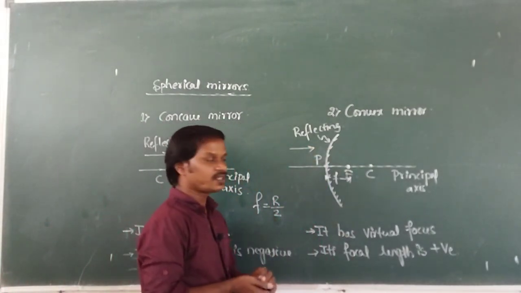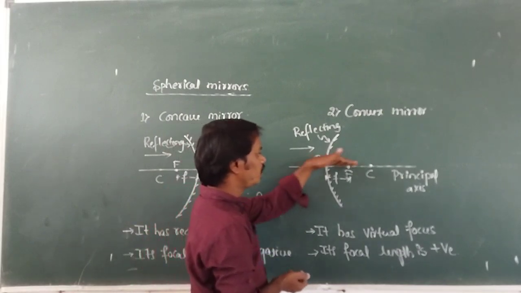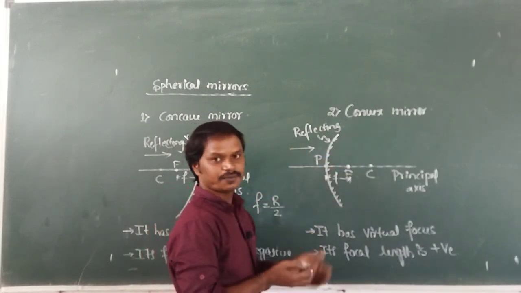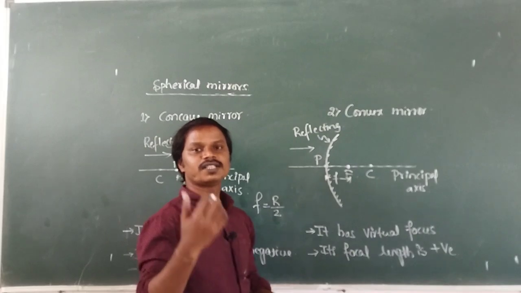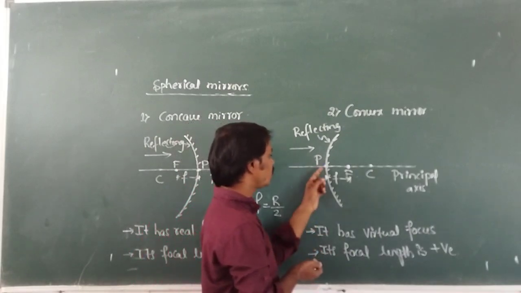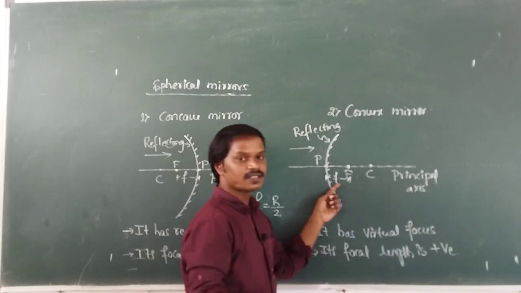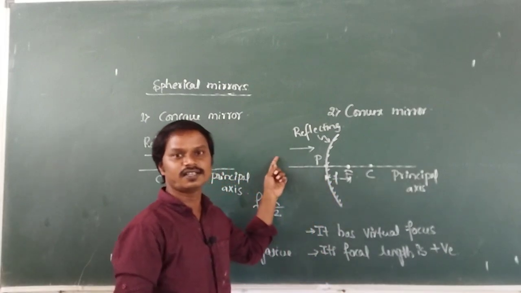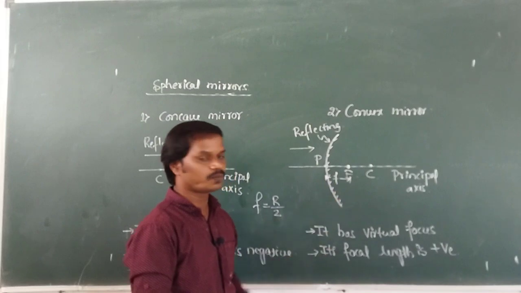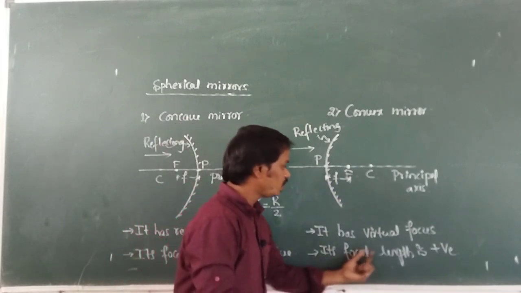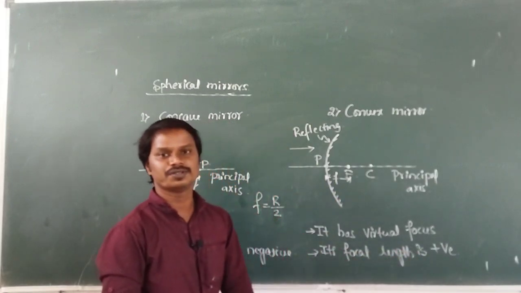What is the direction of incident light? That is from P to F. And the direction of measurement of focus from the pole is also from P to F. Hence, the distance measured in the direction of incident light can be taken as positive. That is why the focal length of convex mirror is positive.